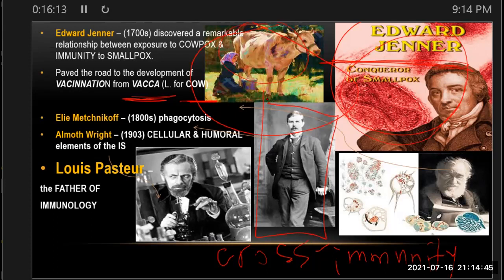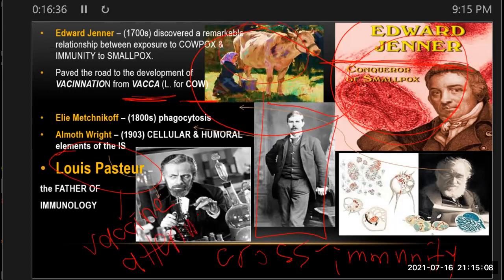Moreover, during the mid to late 19th century, Louis Pasteur demonstrated that microorganisms cause disease and discovered how to make vaccines from weakened or attenuated microbes. So Louis Pasteur was the one who discovered vaccine attenuation. So the word attenuation is for him.